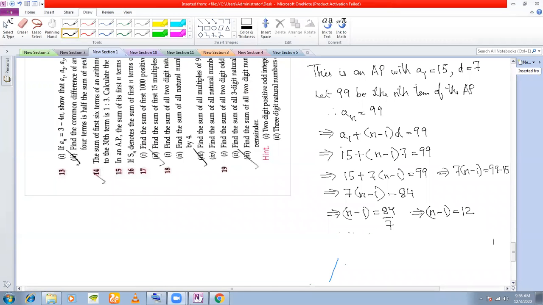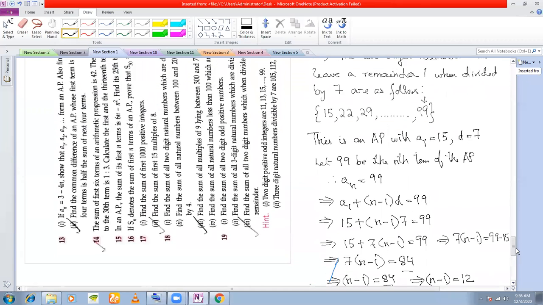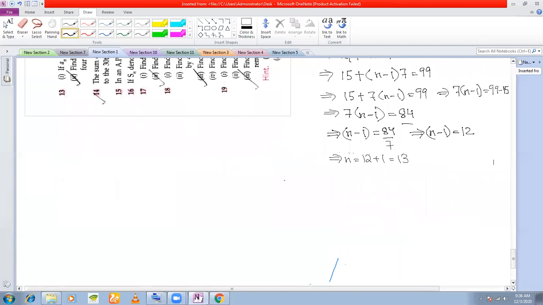Okay, so 99 minus 15 is 84. And so therefore n minus 1 we get 84 by 7, which is 12. And therefore n is equal to 12 plus 1, which is 13. Okay, so what number of term is this? 99 is the 13th term. Therefore a13 is equal to 99, right?